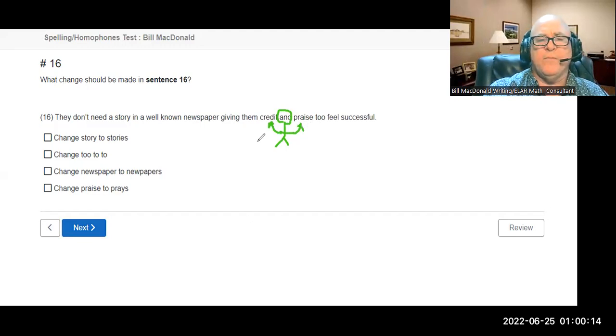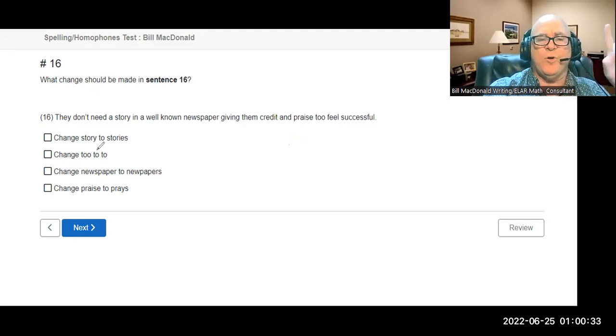You don't need a comma. Credit and praise. A lot of teachers are telling kids, whenever you see a comma, whenever you see the word and, put a comma. Nope, not when there's only 2 things. So that was just a free extra thing for you.